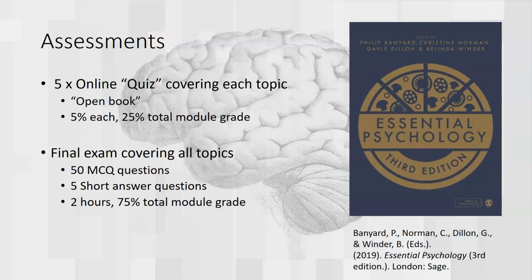The image to the side of the screen is your required reading for this module. This book covers all of the information that we cover in the module. This is Essential Psychology 3rd edition, and this will be required to help you to revise for your assessment.